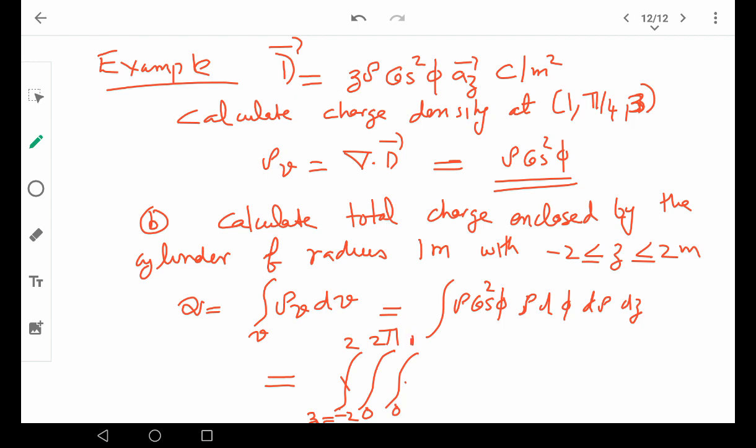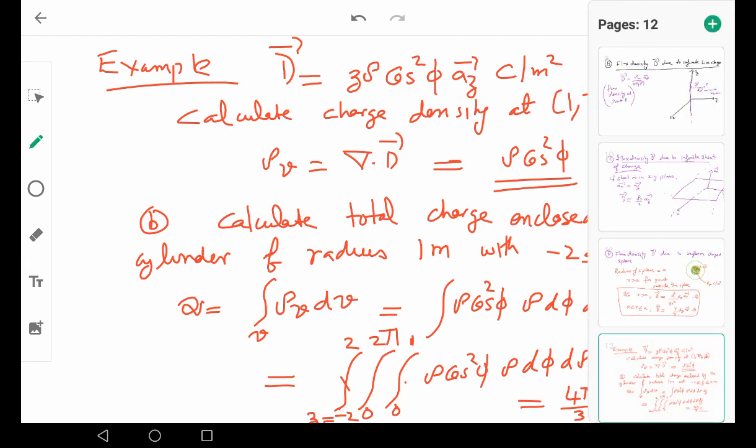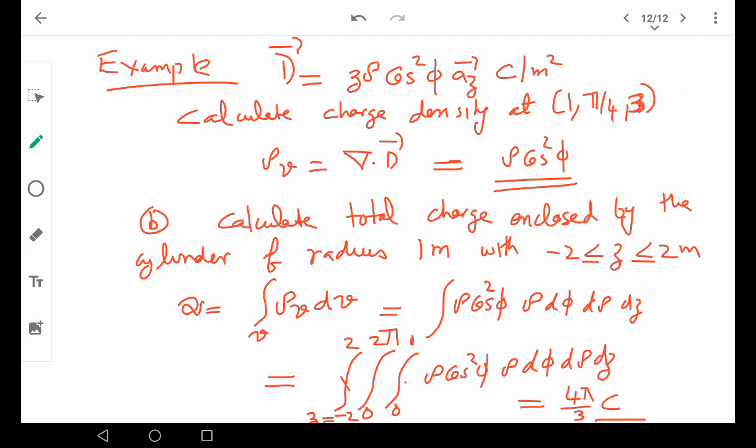So you can find this integral, rho cos square phi times rho d phi d rho dz. If you evaluate the integral, you get the answer as 4 pi by 3 coulombs. That's the answer. So that's all for this particular class, and I will stop here. I will see you in the next class.